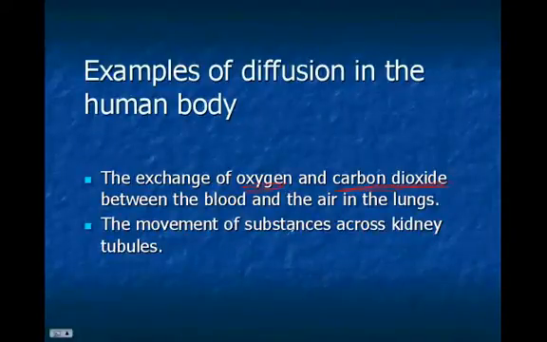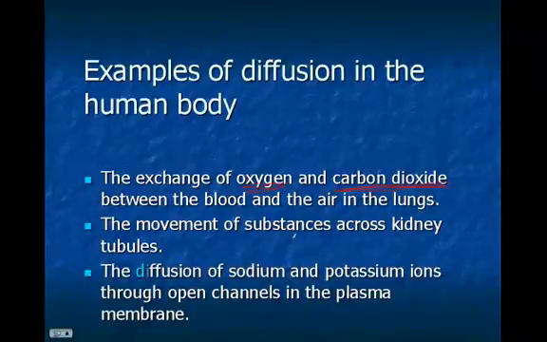And then we're going to talk about certain substances that move across the kidney tubules. We're going to have certain substances that will directly diffuse right across the kidney tubules, and we'll talk about that when we get to the kidneys. And then the diffusion of sodium and potassium ions can actually occur through open channels in the plasma membrane.